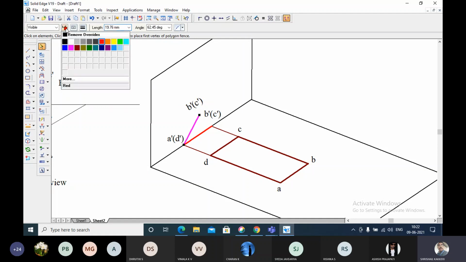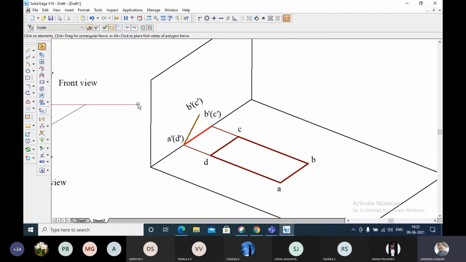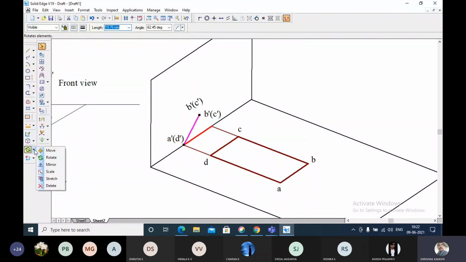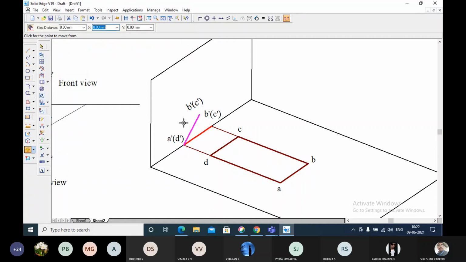After rotation, let me make it somewhat different. And after rotation, what happens? After rotation, now the lamina appears to be here. Try to understand. I'm drawing the three-dimensional view to help you understand.